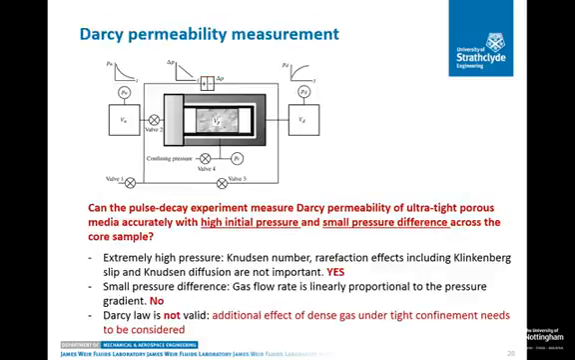So really, can we use this kind of experiment, the current technique, to measure Darcy permeability? That's built on probably a wrong theory. We need to correct this. But how? It's another question. That's why I look for some people who can provide experimental data to work with us.